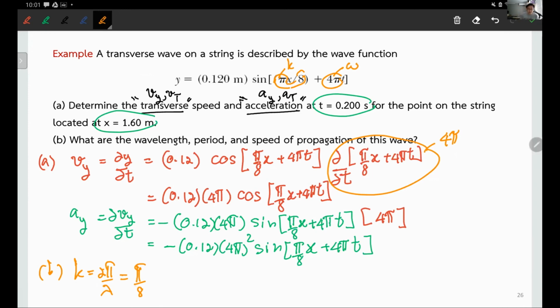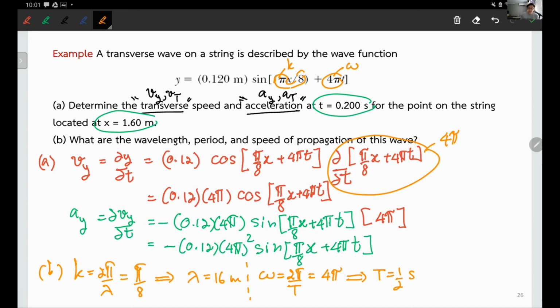Okay, k is 2 pi over lambda, which is just the number in front of x, pi over 8. So the lambda will be 16. Done. Now, you want the period. You know omega is 2 pi over period, and that is just 4 pi, the number in front of t. So the period T is just 1/2 second.